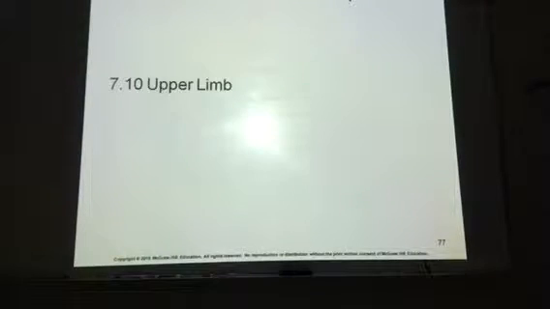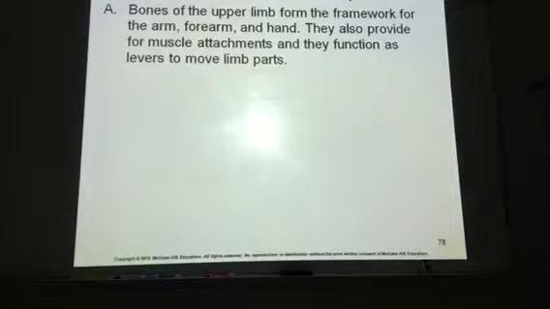And then we'll move directly into the upper limb. So upper limb bones are the framework for the arm, the forearm, and the hand. Muscle attachments, basically they work like a lever, and we talked about that before.